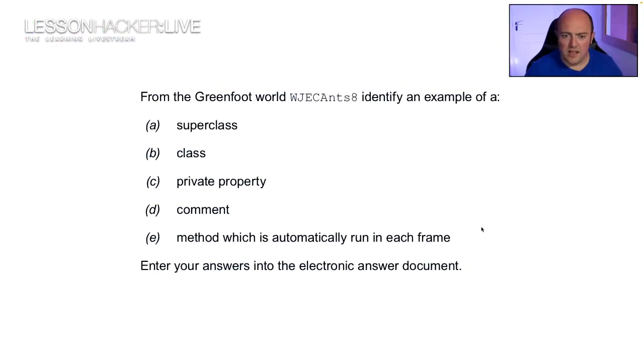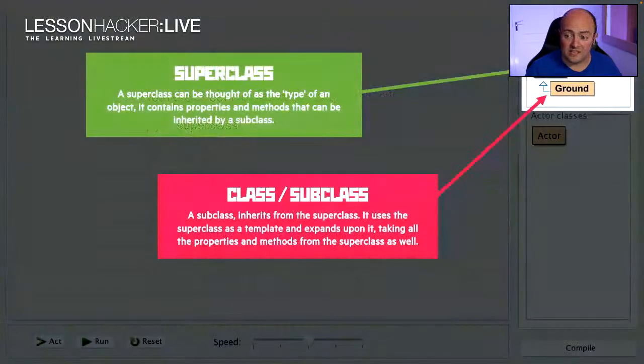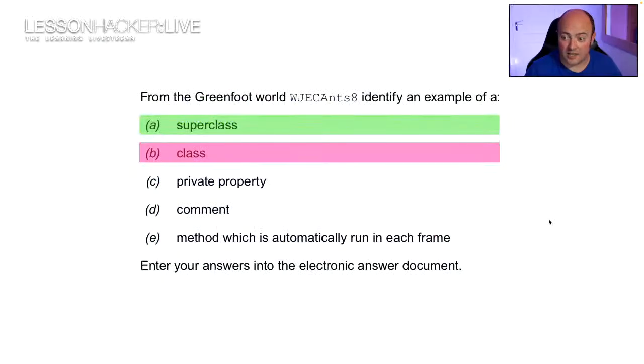Okay. This random question: where in the Greenfoot file would you find these things? Well, first of all, a superclass and a class. The superclass is the name of the types of classes, and a class or subclass are the different kinds of classes underneath it. So a world is a superclass and the ground is a subclass. Same with actor. Actor would be a superclass, and any of the characters would be a subclass or a class.